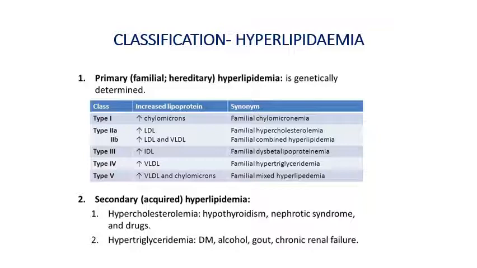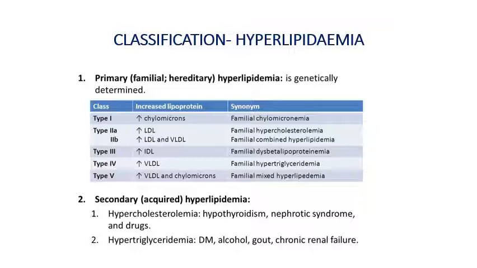There are mainly two broad types of hyperlipidemia: primary and secondary hyperlipidemia. Primary hyperlipidemia is monogenic, so they're genetically determined, otherwise called familial or hereditary hyperlipidemias. There are 5 types of primary hyperlipidemia. Among these, type 2B, otherwise called familial combined hyperlipidemia or polygenic hypercholesterolemia, is the most common type of primary hyperlipidemia.